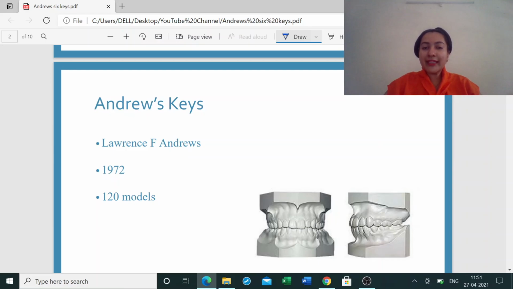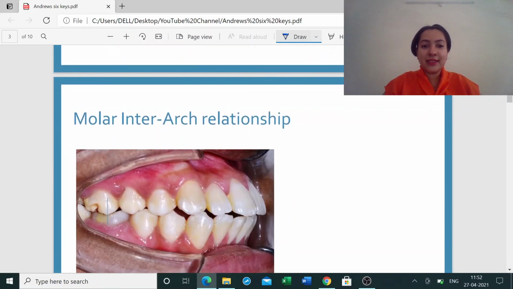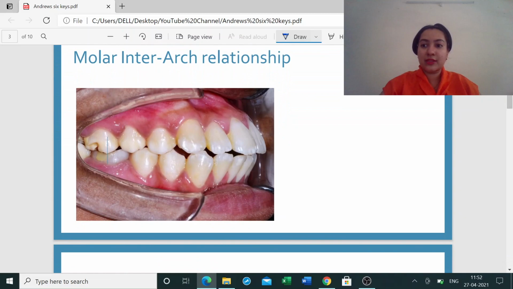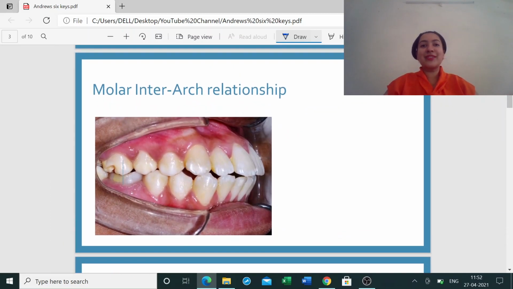Therefore, he studied those casts, those models very properly, very thoroughly. He collected 120 such casts of patients who were non-orthodontically treated and had an excellent occlusion. So he studied what led to such a good occlusion, and based on that, he came up with certain keys. If we follow these keys, we can achieve good occlusion in all patients. Doing treatment is one thing and getting a stable aesthetic occlusion is another thing, right? That is what we aim for, a stable occlusion, a stable outcome.